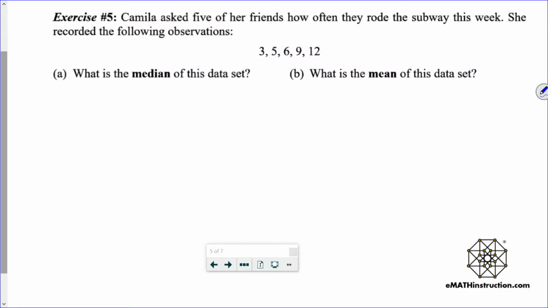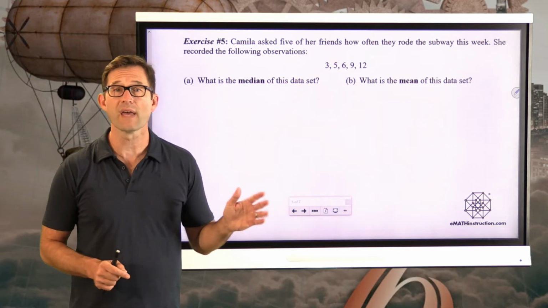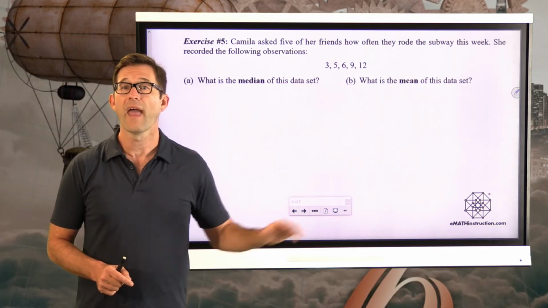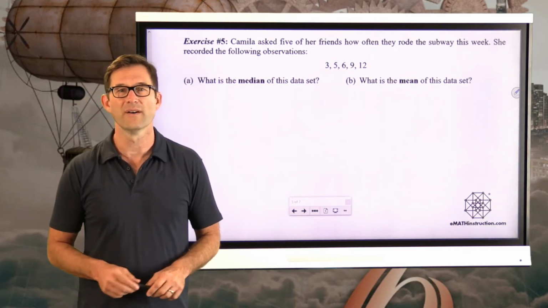Camilla asked 5 of her friends how often they rode the subway this week. She recorded the following observations: 3, 5, 6, 9, and 12. Letter A, what is the median of this data set? And letter B, what is the mean of this data set? All right, so I'd like you to pause the video and answer both letters A and B, find both the median of the data set, I think that'll be pretty quick, and find the mean of the data set, that'll take a little bit longer. Pause the video now.